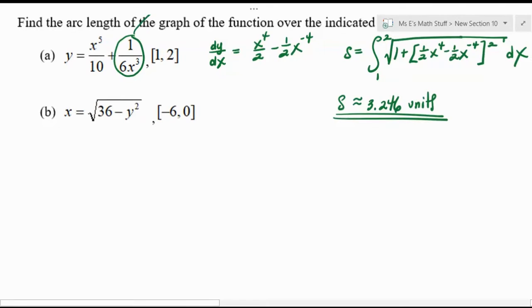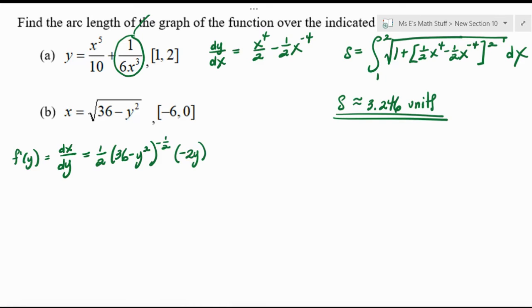Okay, for part B, let's take dx dy. Just a note there, dx dy is also known as f prime of y. Okay, and so we would end up with 1/2 times 36 minus y squared to the negative 1/2, and then times the derivative of the inside function. Don't forget chain rule. And we're taking the derivative with respect to y, so we get negative 2y there.